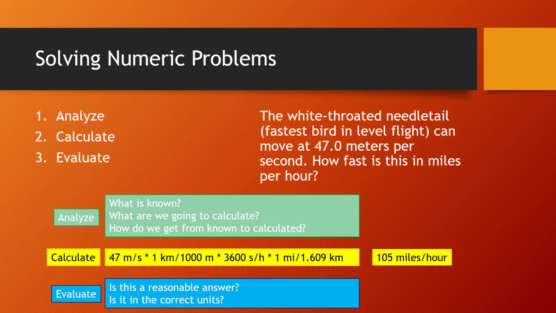But if we had 1,000 miles per hour, well, that bird is probably going to combust due to friction with the air. So that would be too fast. If we ended up with 10.5 miles per hour, well, that's not really a very fast bird at all. I swear I've seen hummingbirds move faster than that. So that would not be a reasonable answer. So we want to make sure that the answer sounds reasonable.